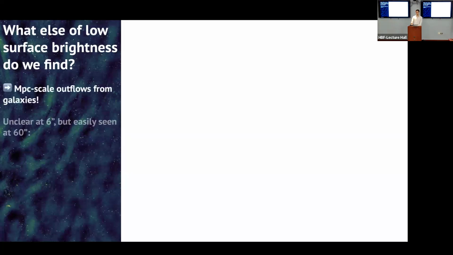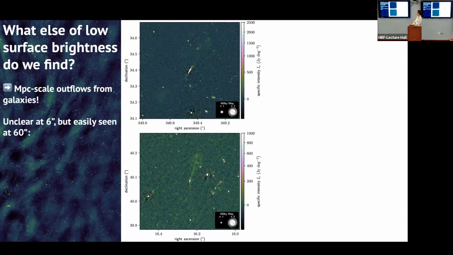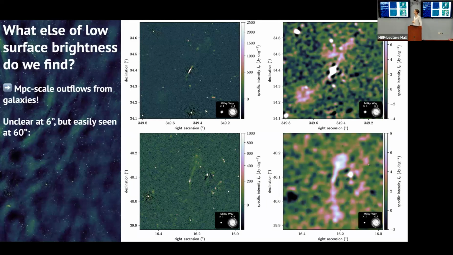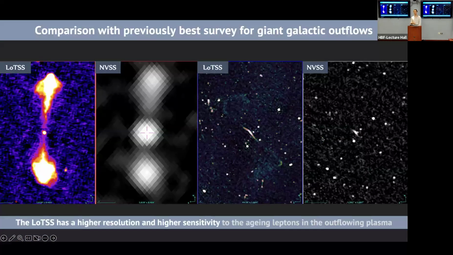So I'm just showing that here. Here you see 2 examples where these lobes are kind of vague to see. They're speculative at our high resolution. But if you make images in this way at low resolution, then it's very clear these are the endpoints of jets. And going through the entire LoTSS survey in this way is very powerful.